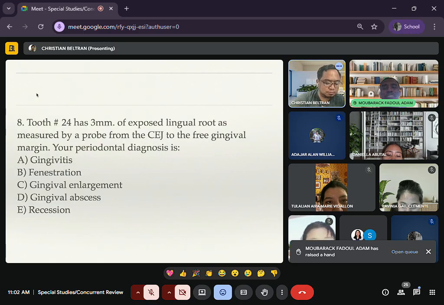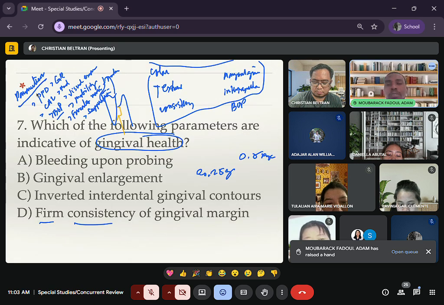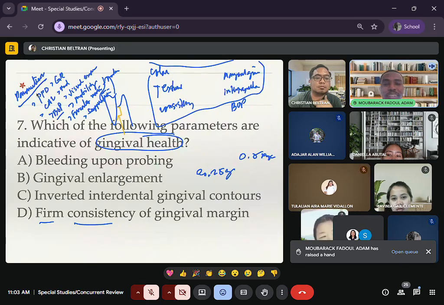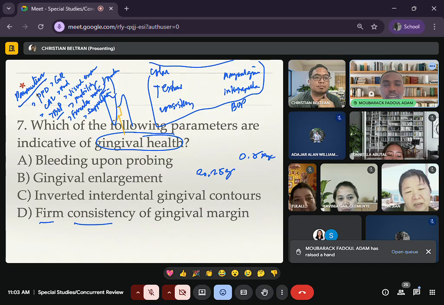Yes, Mr. Fadul? The previous slide, po, the question: how do you assume that it's related to a healthy gingiva specifically in this case? Because which of the following parameters are indicative of gingival health? Based on all the parameters that you mentioned, bleeding is here, and D. So A and D are both possible answers, diba?